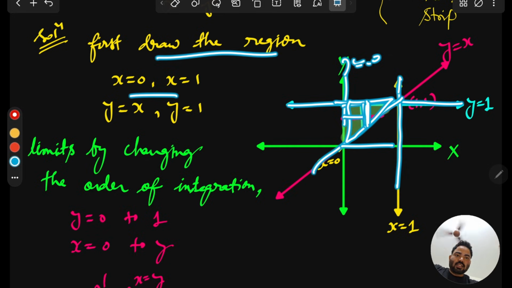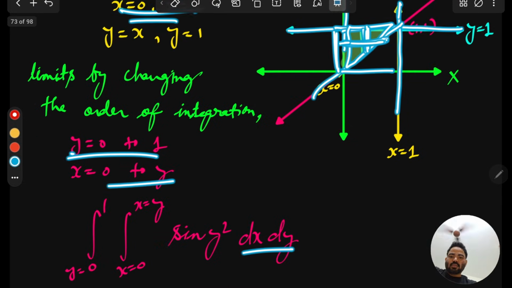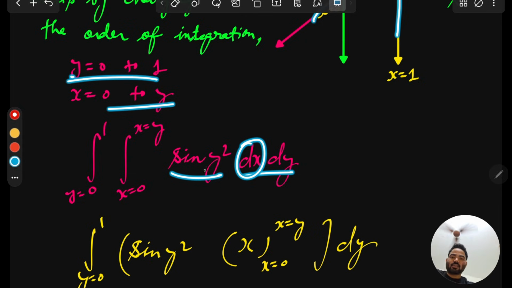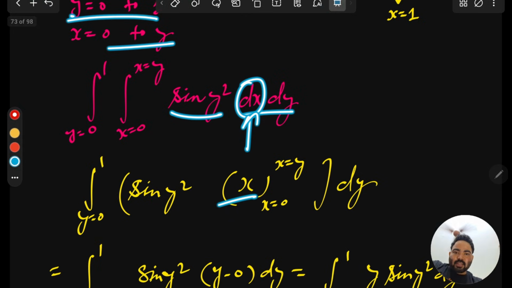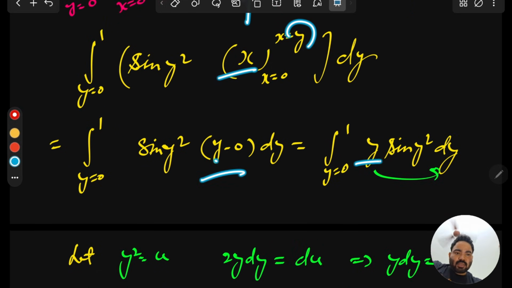Now just convert the vertical strip into a horizontal strip. Now your x is constant, so just make y constant. y is moving 0 to 1, and just see how x is moving. x is moving 0 to y. Now your order is reversed. Now you can easily integrate because y is constant. So if y is constant, then do the integration with respect to x first. This will give you x. Now put the upper limit minus lower limit. This will give you y minus 0. Now you are left with y sin y square.